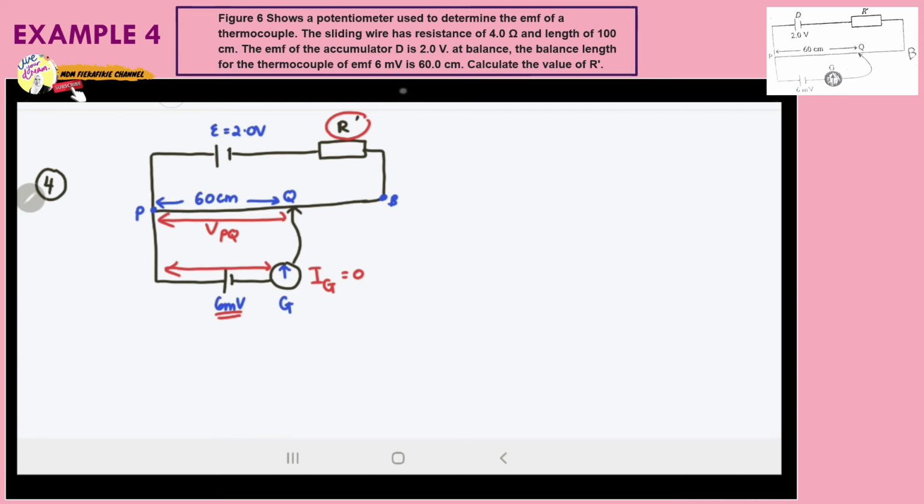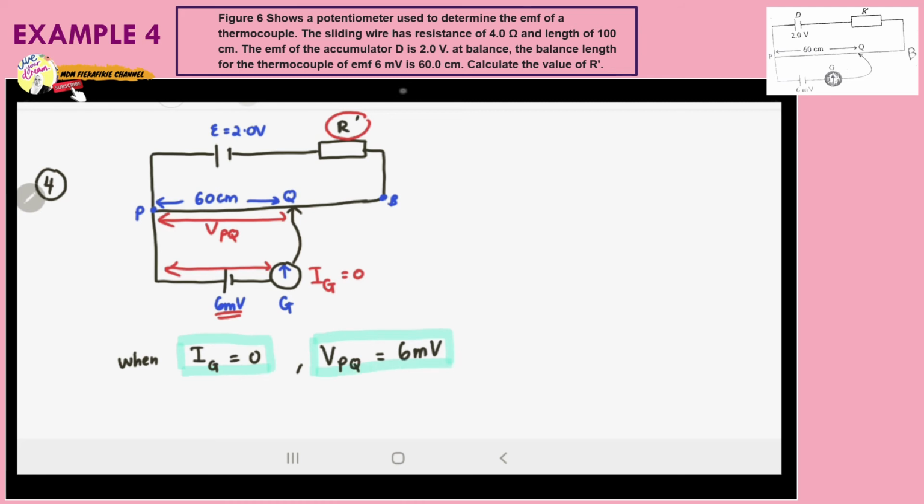Let's write the condition: when IG, the current that flows through the galvanometer, is equal to 0, therefore VPQ is equal to 6 millivolt. So this is the condition.